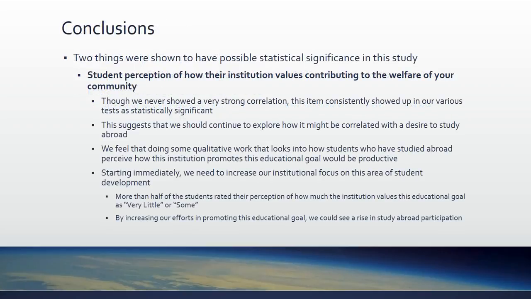So let's look at our conclusions. We've got 2 things that were shown to have possible statistical significance in the study. One was that possibly student perception of how their institution values contributing to the welfare of your community is one. We never really showed a very strong correlation there, but it kept showing up. Every test we ran, that one kept showing up.